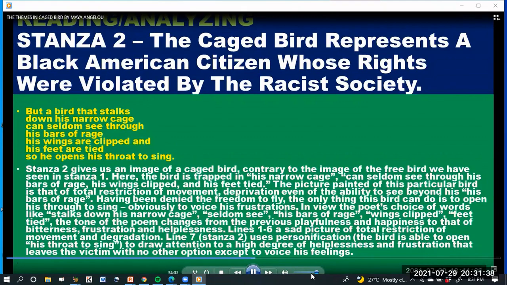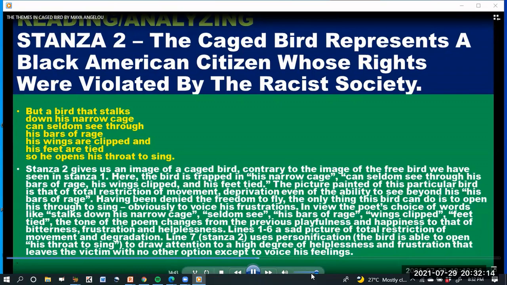But talking about the caged bird and what it represents, we see that the caged bird represents a Black American citizen whose rights were violated by the racist society. And we have seen it over and over again, especially in stanza 2, where the traumatic situation of the caged bird is graphically portrayed.